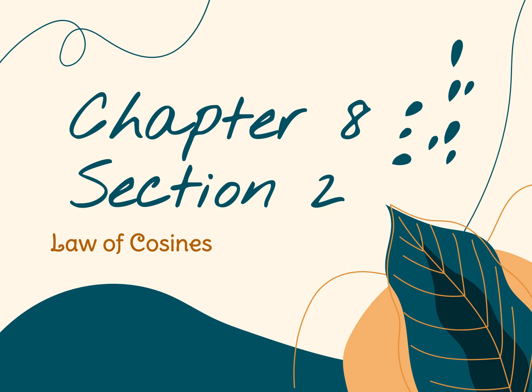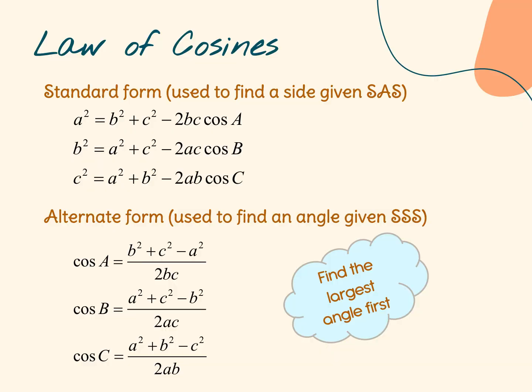So today we're going to cover Chapter 8, Section 2, and we're going to cover the Law of Cosines. These formulas are a little bit more complicated than the Law of Sines. Generally, in the past, we have given these on a reference sheet. However, we don't usually give the alternate forms, and the alternate forms are just the standard form rearranged and solved for the cosine.